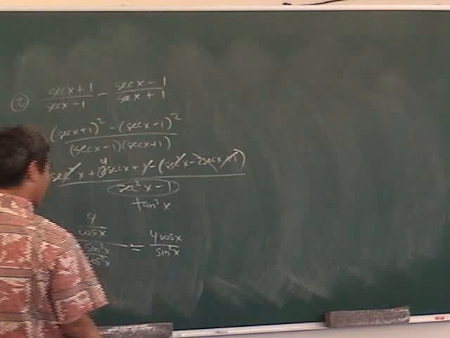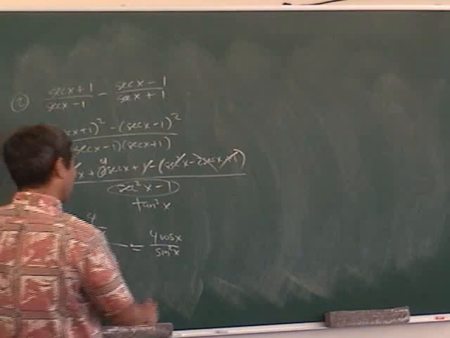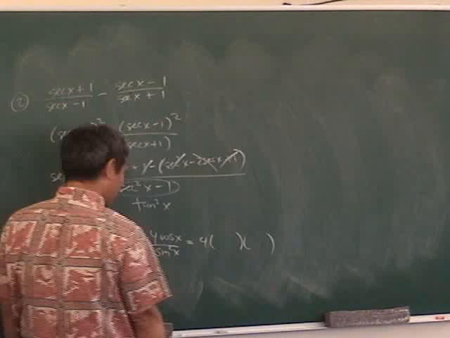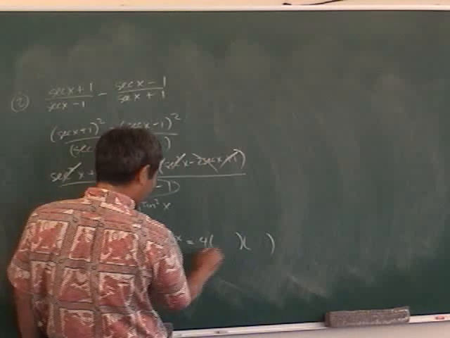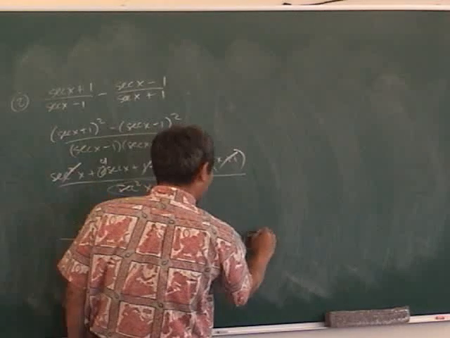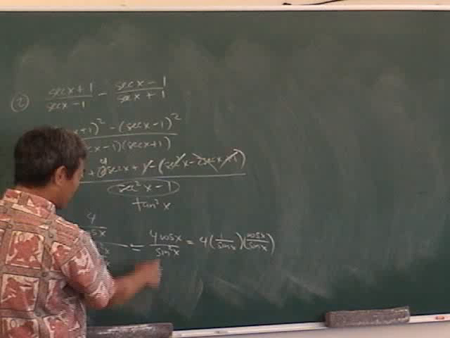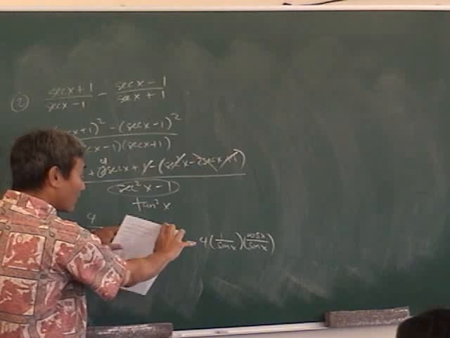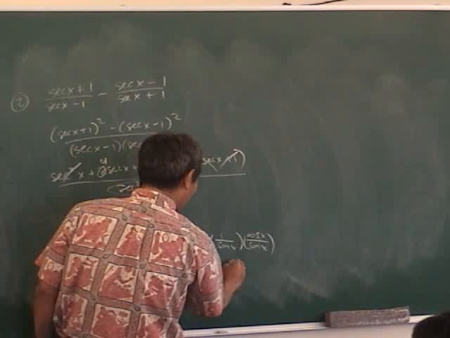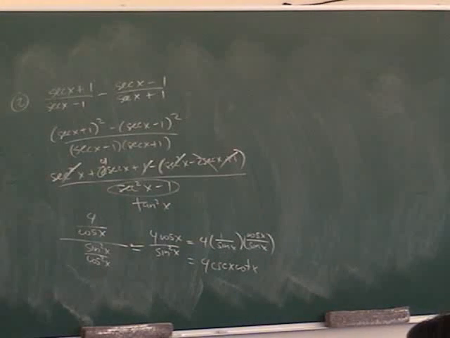Now do you see the cotangent and the cosecant? Let me ask you this. What is cosecant? 1 over sine. So isn't this the same thing as 1 over sine, and then cosine over sine? Isn't this the same thing as that? So massage it, and this becomes 4 cosecant x times cotangent x, and then you're done.